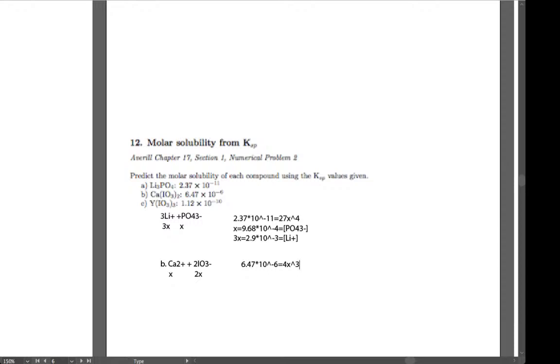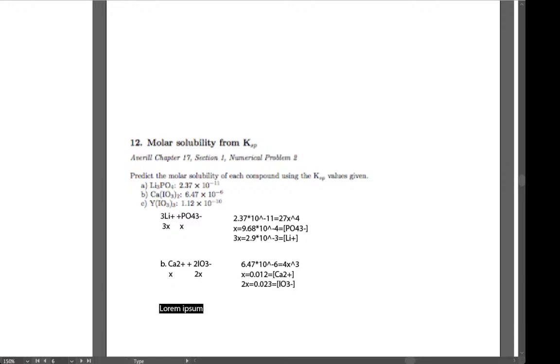What you'll get is that x here would equal 0.01012 molar, which would equal the concentration of Ca2 plus. And then you got 2x here, which would equal 0.023, which would equal the concentration of IO3 minus. And that's for part B.